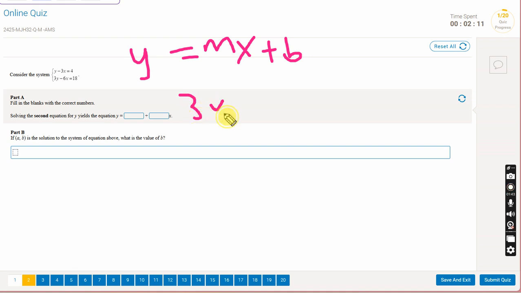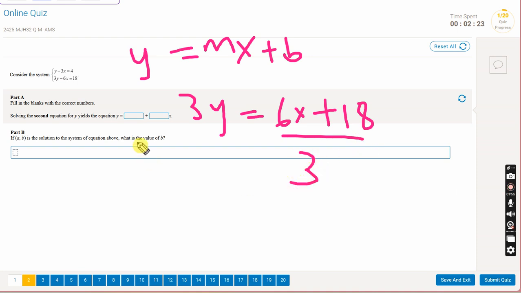So 3y equals 6x plus 18. Okay, so then what do you do? You divide all of this by 3 because you want the y alone. They want the y alone, and they told us to put it in this form for the second equation. So 2x plus 18. So that is our equation. We'll put the 2 here, and the 18 here. Sorry, I didn't divide 18 by 3, that's 6.